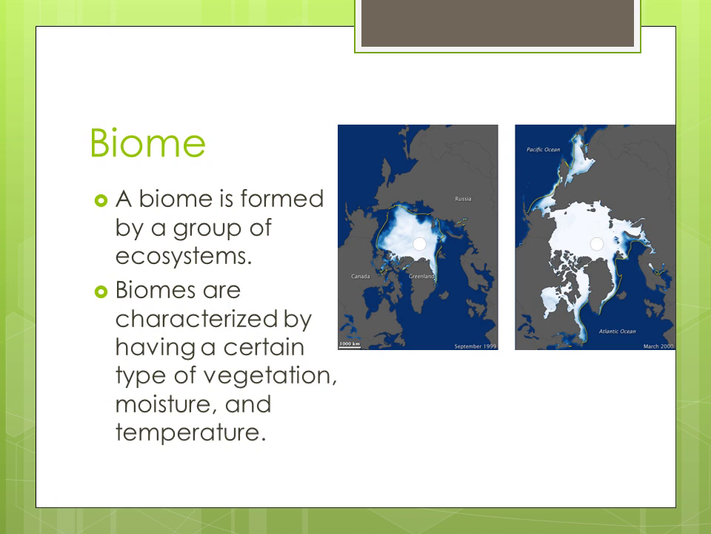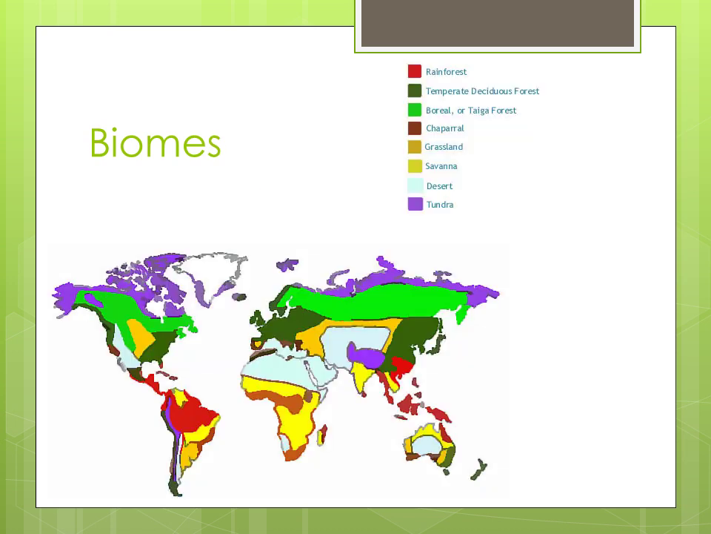So we broaden that out a bit when we talk about biome. And a biome is formed by a group of ecosystems. So you can see these get bigger and broader with each category. And biomes are characterized by having a certain type of vegetation, moisture, and temperature. And so let's look at some different types of biomes. Here are some different types of biomes on the Earth.